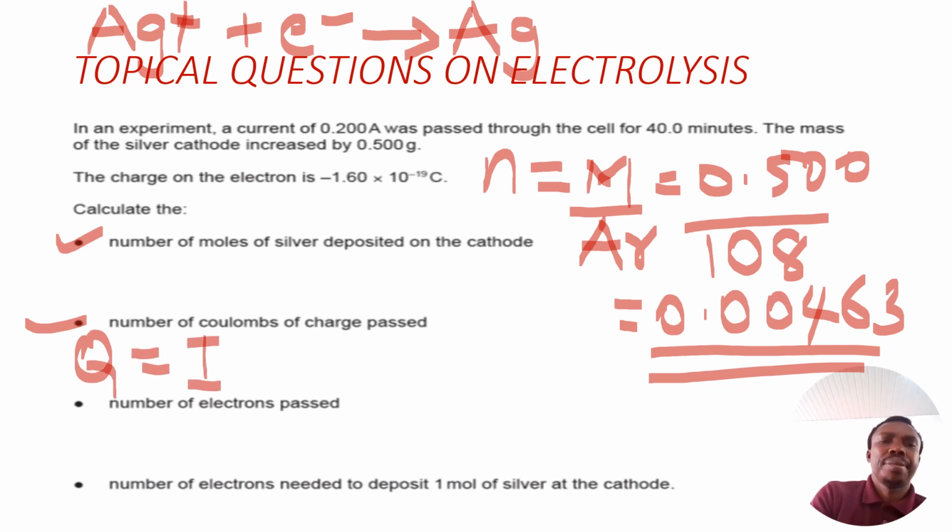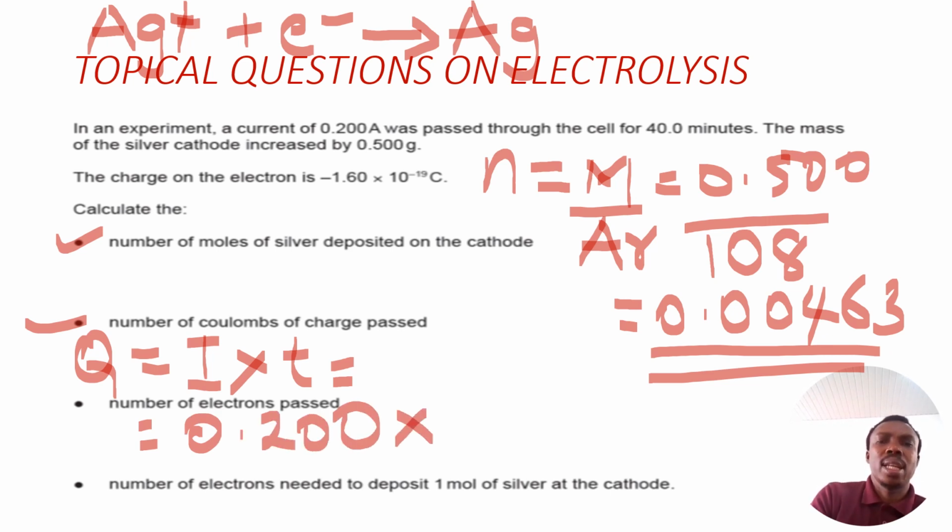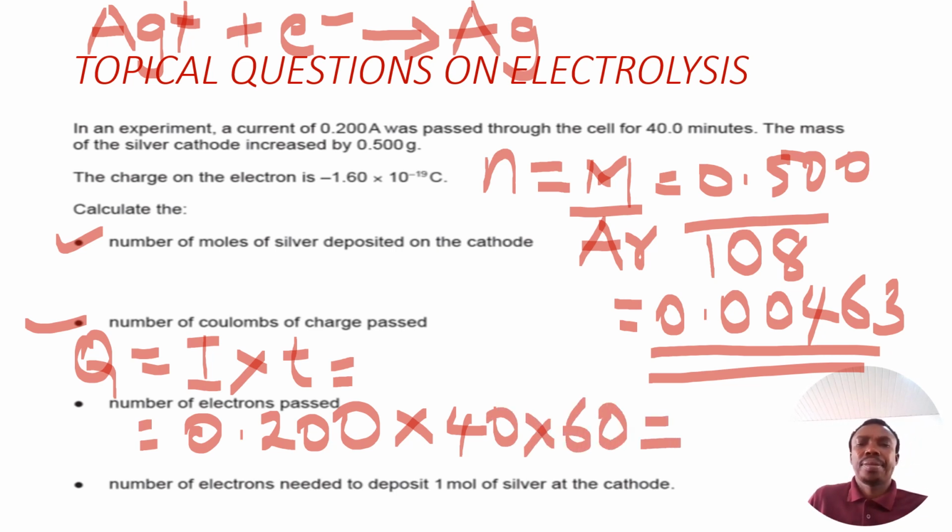Current times time. So what do we have here? The current is 0.200 multiplied by the time, which is 40 minutes, 40 times 60. So let me use my calculator.